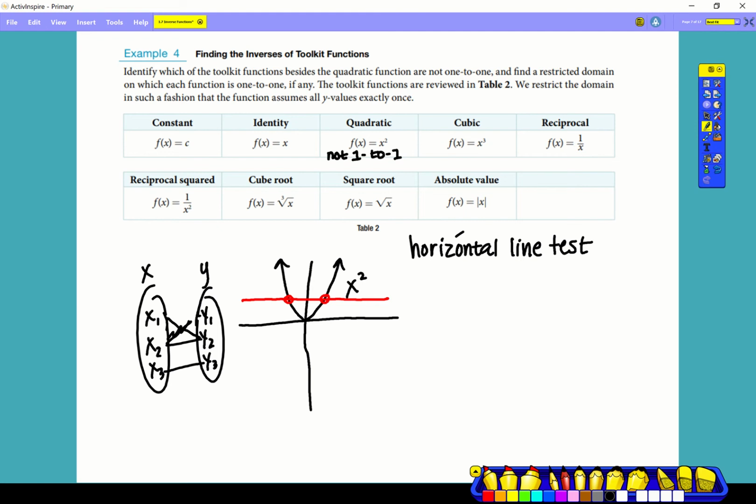So let's identify some of these. The constant function, we'll do that one here. That is a function that looks like this. Is that going to pass the horizontal line test? No, because it's a horizontal line. Literally every point on the line will touch a horizontal line. So it is not one-to-one. There really is no domain that we could restrict it to be one-to-one. It wouldn't really mean anything anyways. It would just be a point in space.